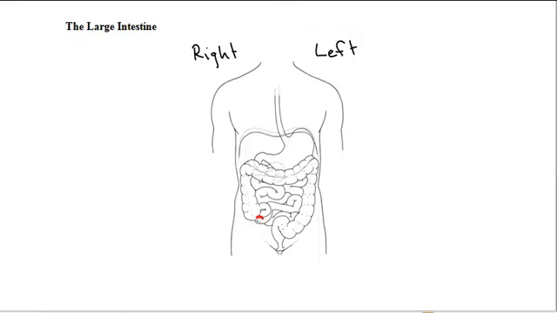Right at the bottom of your large intestine, where I've colored red, is a very nasty little organ that can cause us a lot of trouble. Does anyone know what it's called? You said appendix. You are correct.